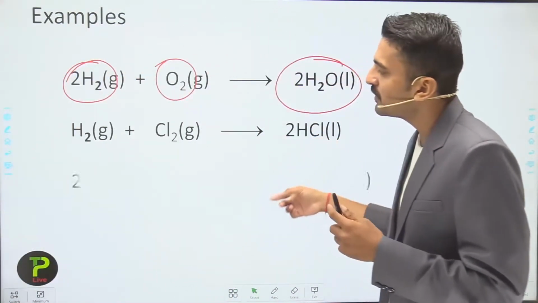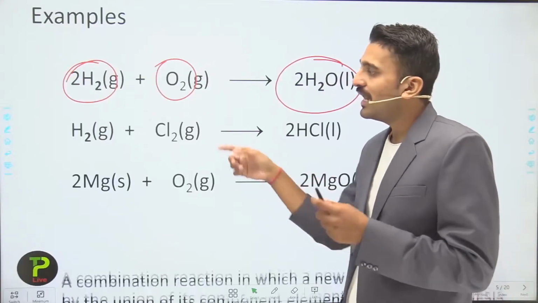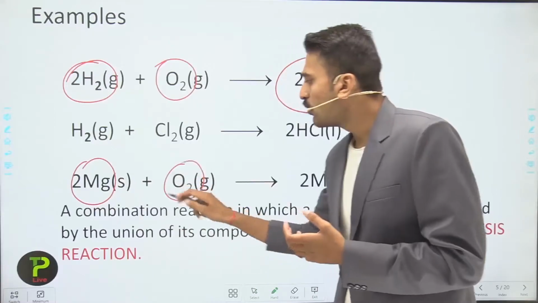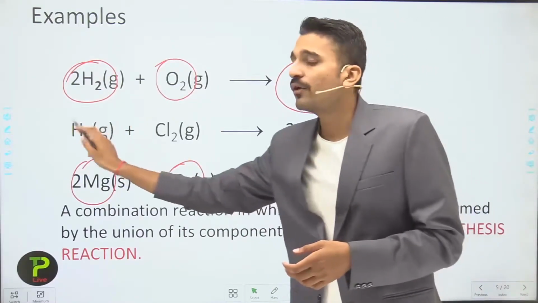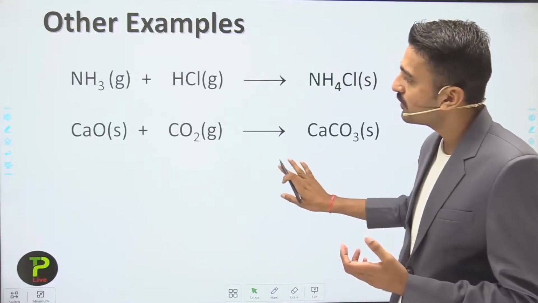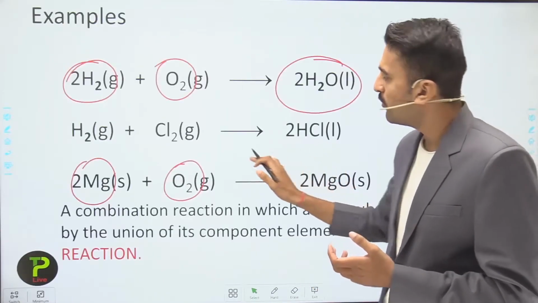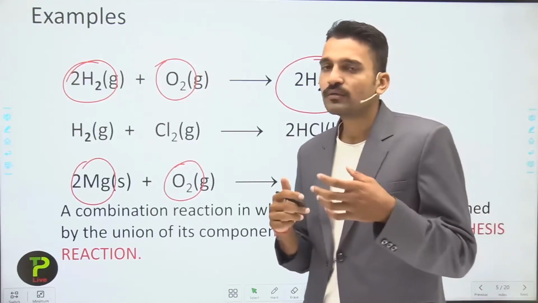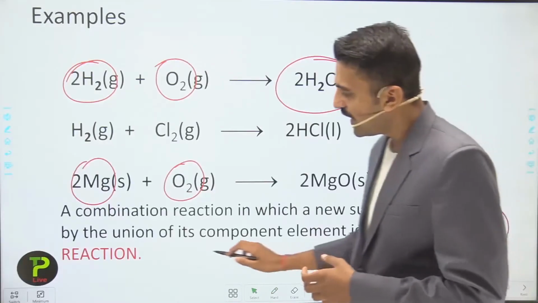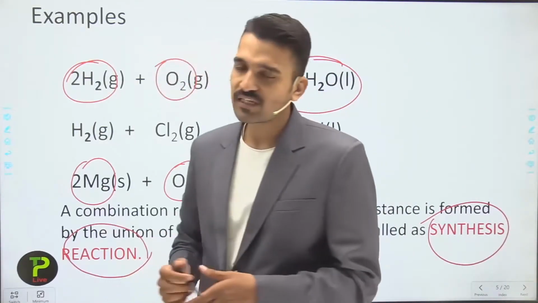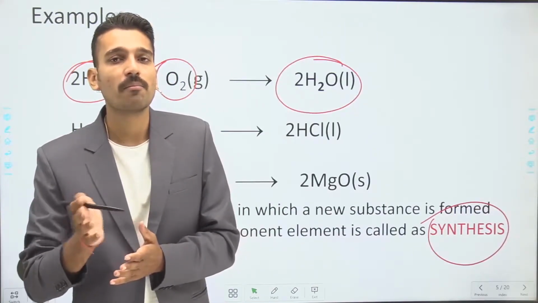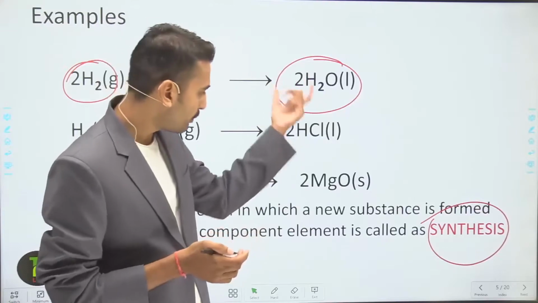You should remember this category: when an element combines with another element, just like here magnesium is combining with oxygen to form magnesium oxide. Here you see hydrogen is combining with chlorine to form HCl. This type of reaction is called a synthesis reaction. Why? Because the elements are combining to synthesize a new compound, that is the product.